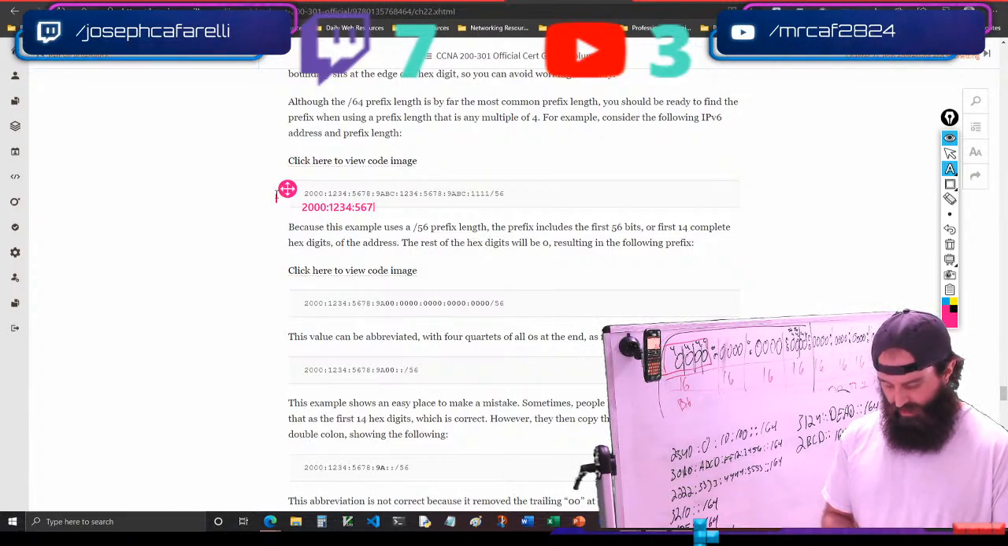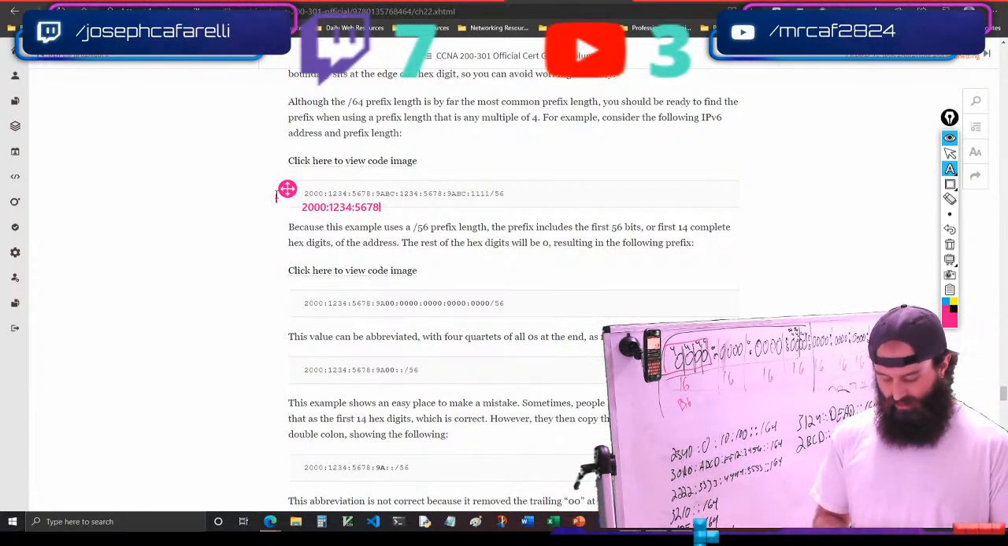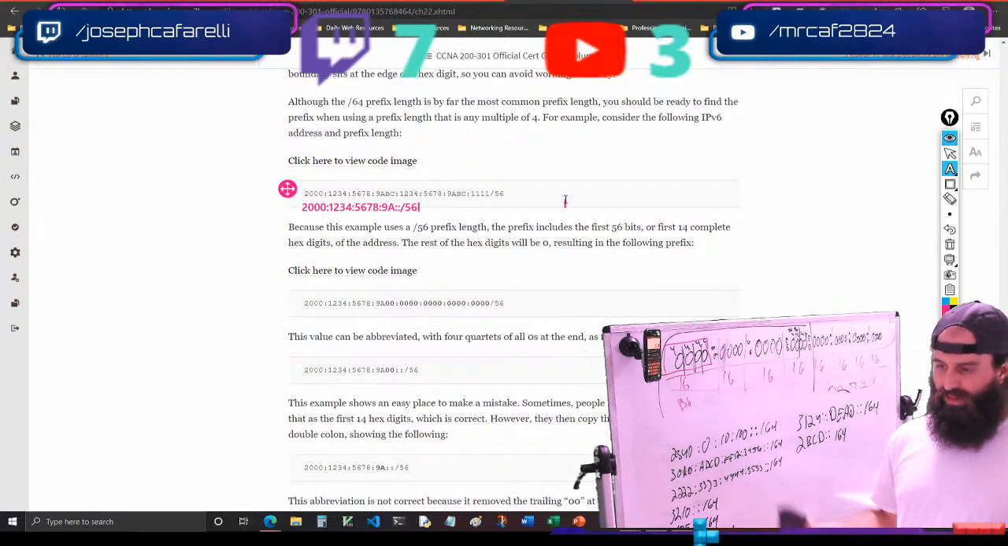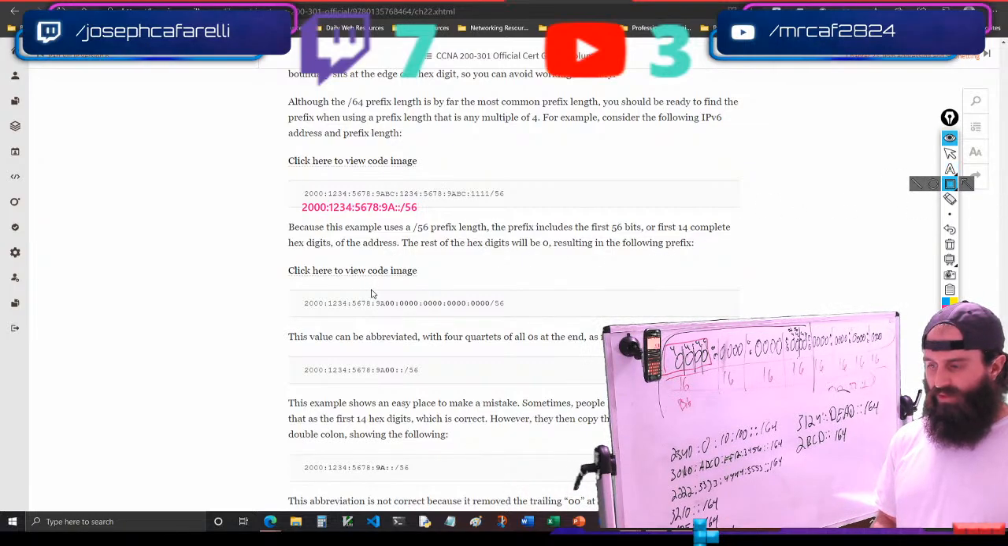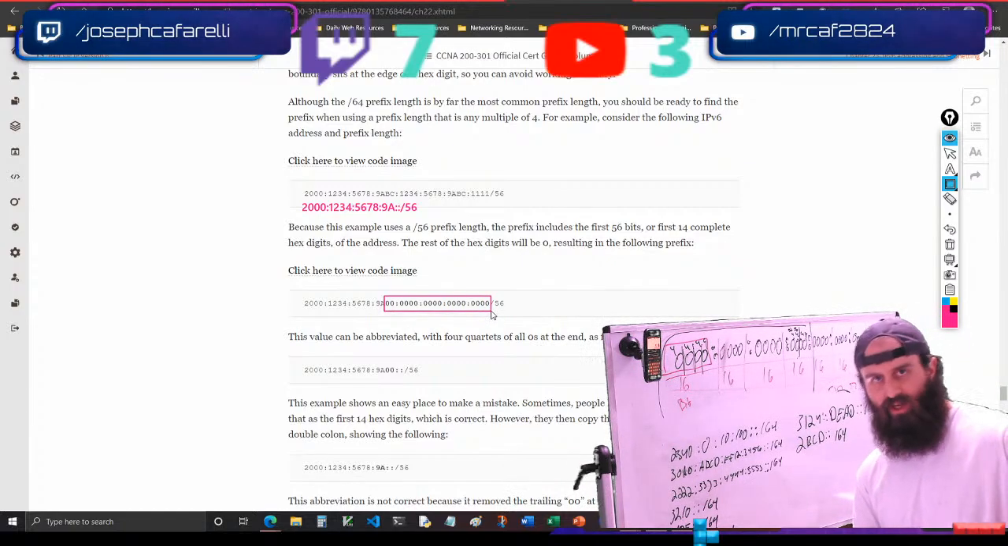56, 78. Okay, now we're on the third octet. Now remember, now it's 9 alpha ::/56. Okay. All right, because then everything after that now is obviously like the host bits. So again, it's pretty much stating that everything here after that is the host, just like in an IPv6.